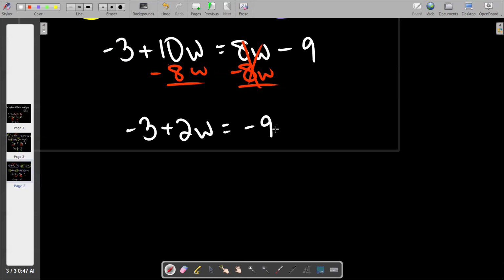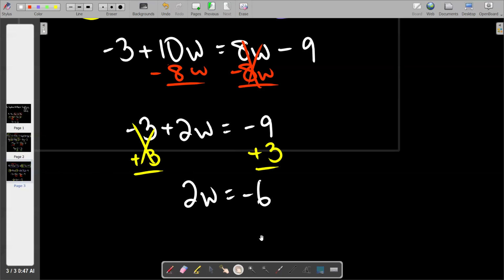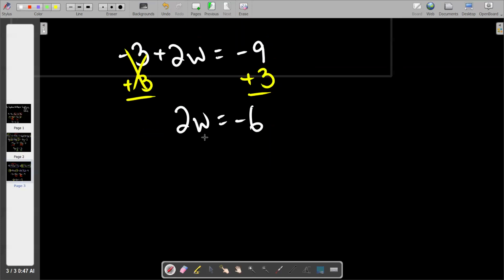Next thing. Add 3. And we're going to get 2W equals -6. And finally, divide by 2. That would be W equals -3.